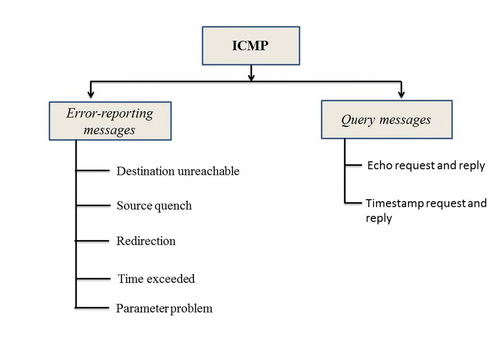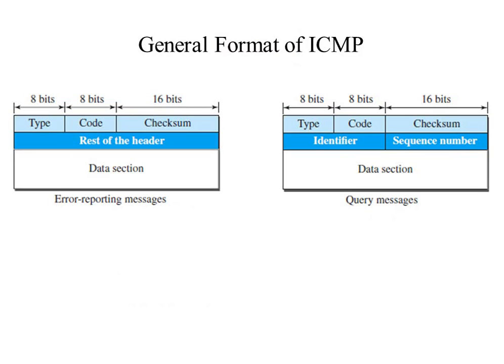The payload information is an ICMP message, and we will see that soon. So the ICMP protocol takes care of two kinds of messages: first, error reporting messages, and second, query messages. There are different types of errors: the first is destination unreachable, second is source quench, third is redirection, fourth is time exceeded, and fifth is parameter problem. And there are query messages, which come in pairs: echo request and reply, and timestamp request and reply. We will see them in detail, but before that let us understand the format of ICMP.